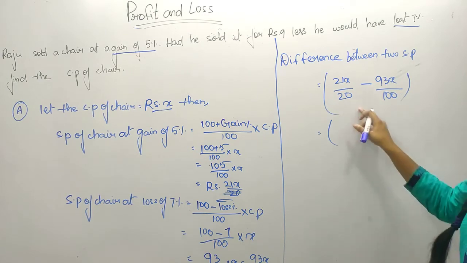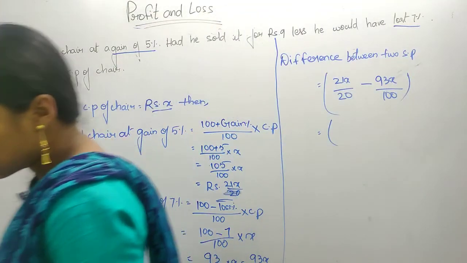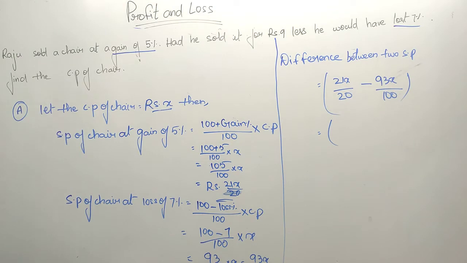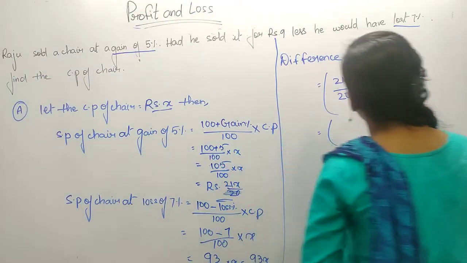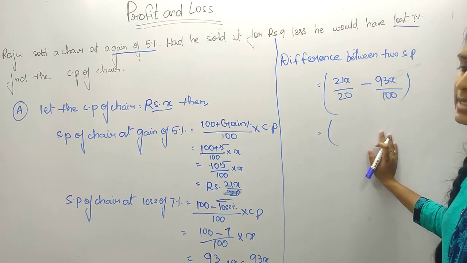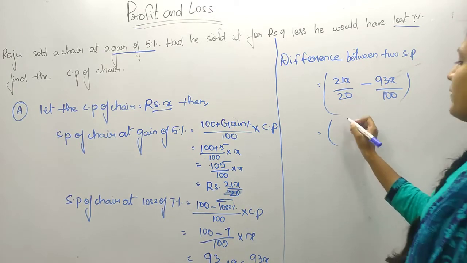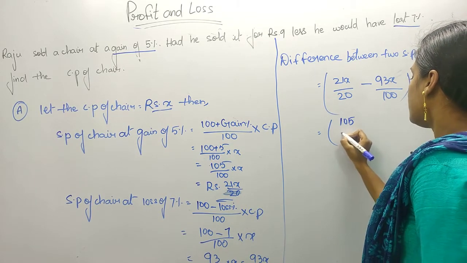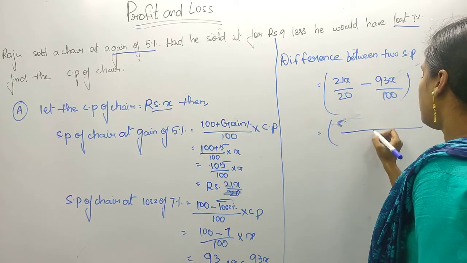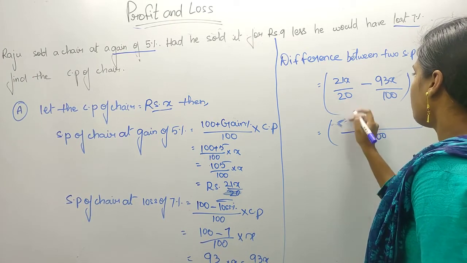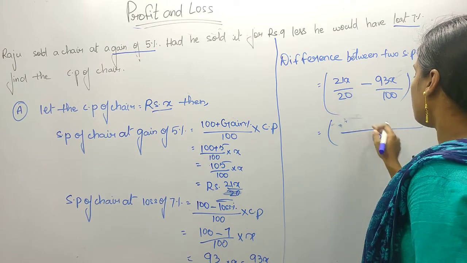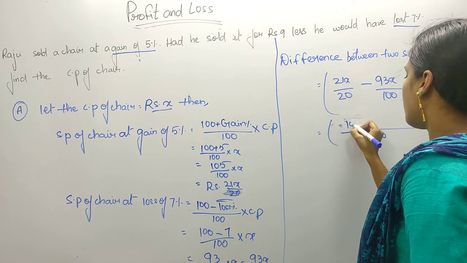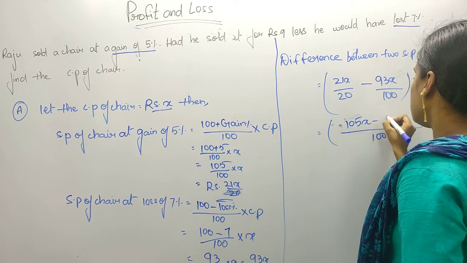Before solving, see the denominators here. In the previous chapter, we discussed fractions. In the fraction chapter, I told you that when the denominators are different, we have to find the LCM. Then by finding the LCM, we can solve the problem. What is the LCM of 20 and 100? The LCM is 100. Now by multiplying this, what will we get? 105x minus 93x.